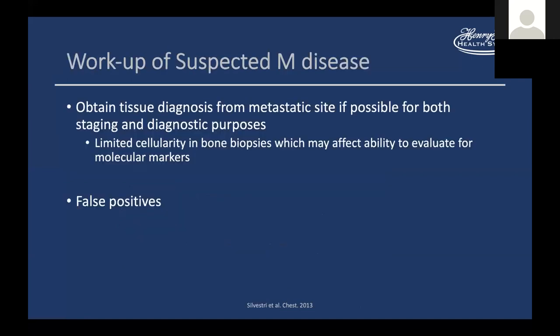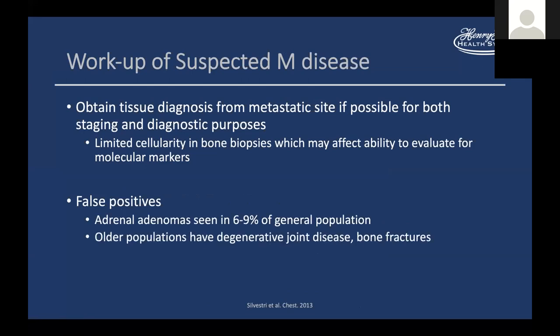So how do you work up patients who have suspected metastatic disease? ACCP recommends that you obtain a tissue diagnosis to confirm. If this is a patient who doesn't have a lung cancer diagnosis yet, but has a PET scan with areas outside the chest cavity that are accessible for biopsy, then they recommend to biopsy those areas first, because then if they're positive, you can get the stage for the patient as well as a tissue diagnosis all in one procedure, as opposed to having the patient undergo two procedures.